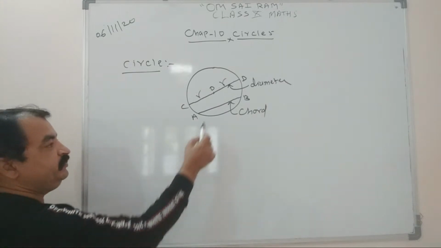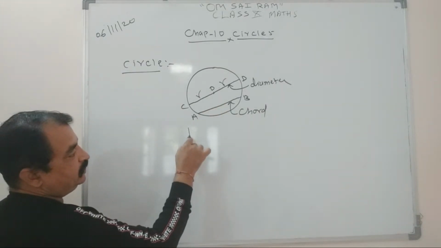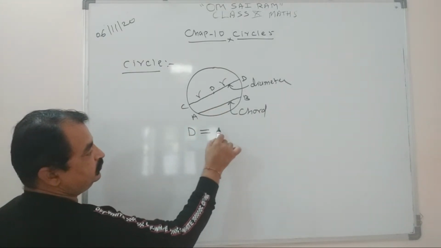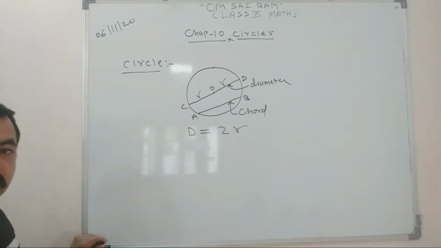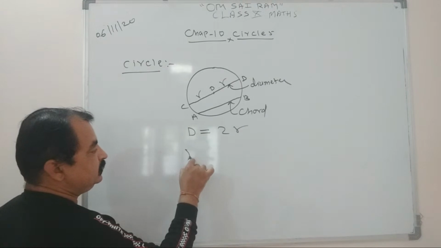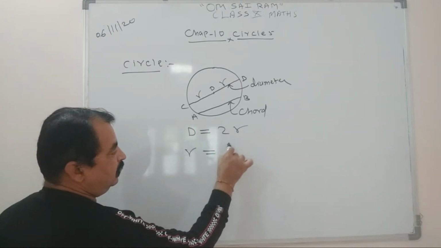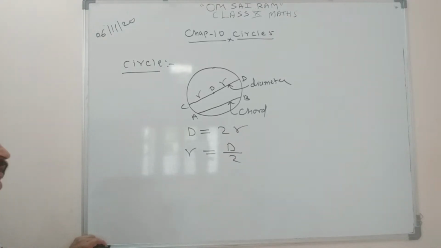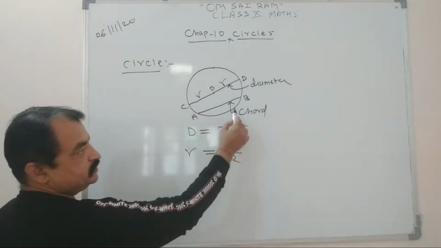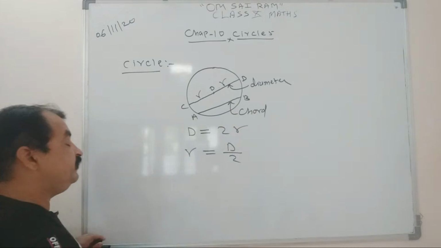So in this way we can say diameter, that is D, is nothing but it is 2 times the radius. Small r indicates the radius and capital D indicates the diameter. Or you can say radius is half of the diameter. So this is the relation between the radius and the diameter. So see, children, this is the chord. How would you define the chord, children?